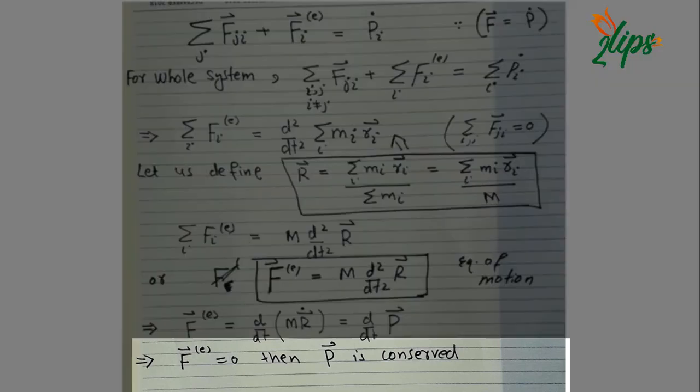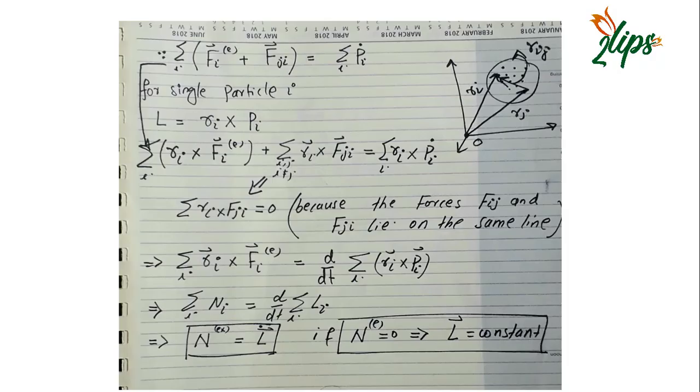So if the total external force acting on a system is 0, then the linear momentum of the center of mass of that system is conserved. This is the conservation law for linear momentum of a system of many particles.